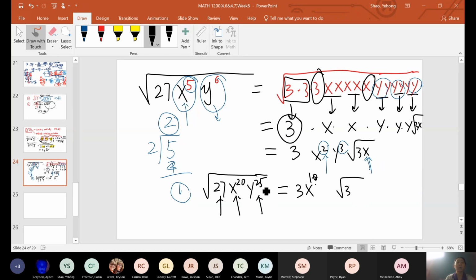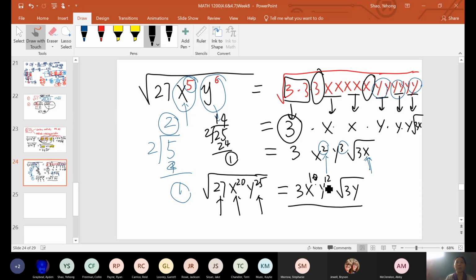But 25 copies of y, that's going to give you how many pairs of y? 12. Good, thanks, Bryson. And there's going to be 1 left. Maybe I should move this closer. The 12 should be closer to y, and there's 1 left over. So what you can do is 25 divided by 2. That gives you 12, and there's 1 y left over. That would be the final answer.